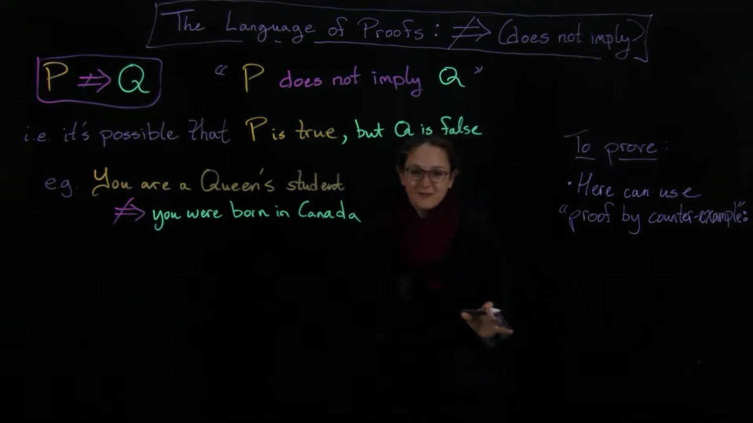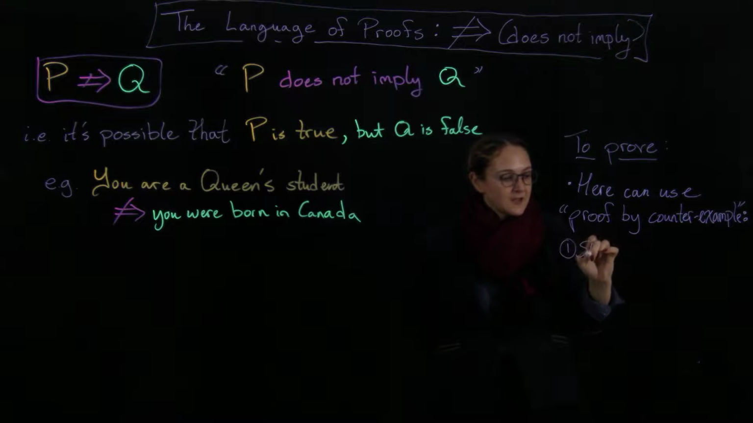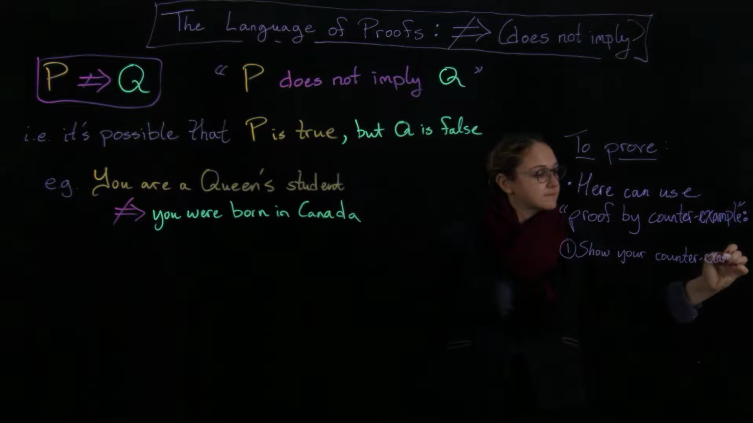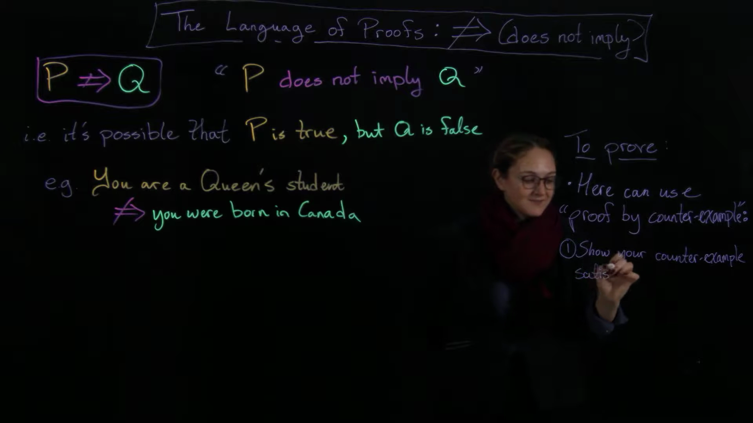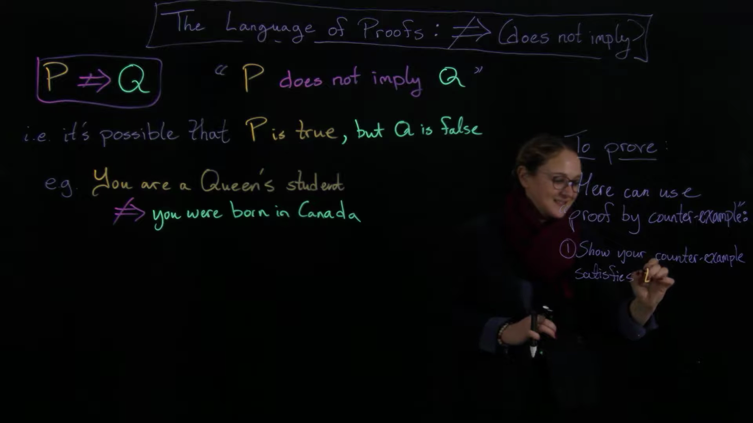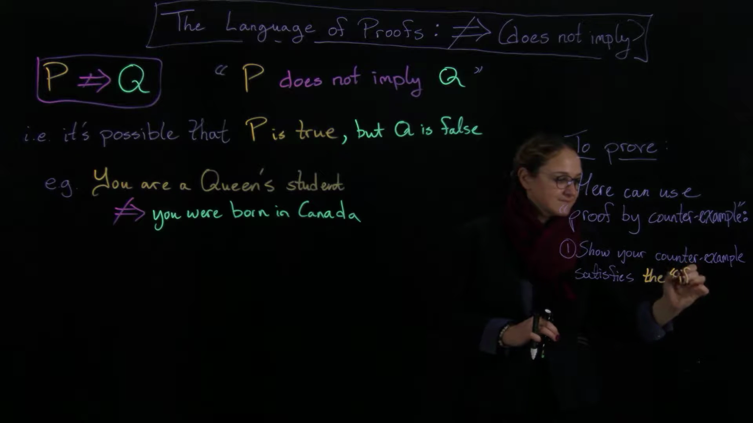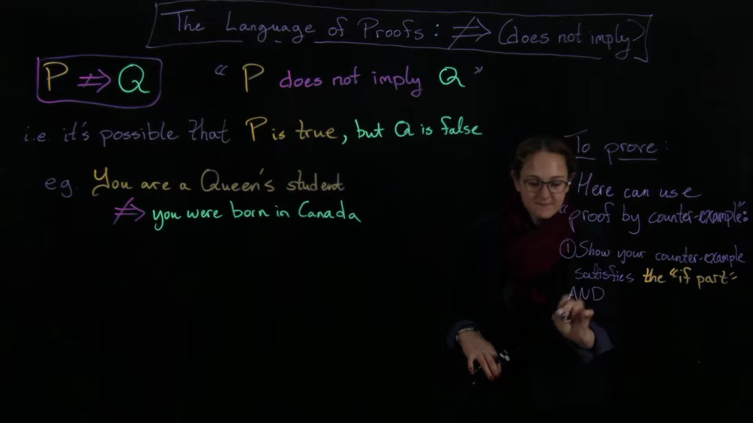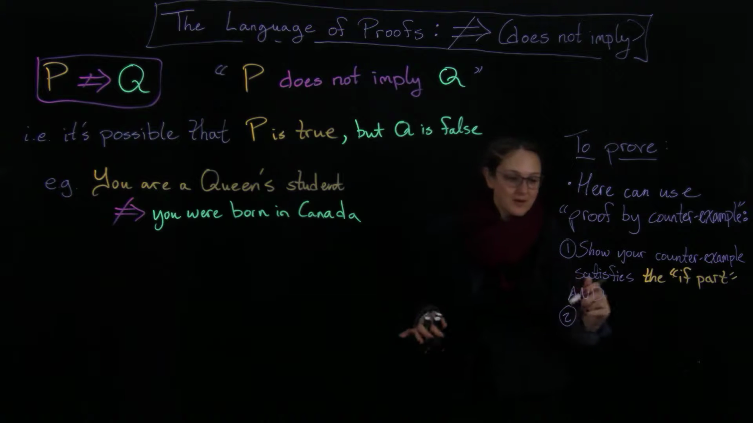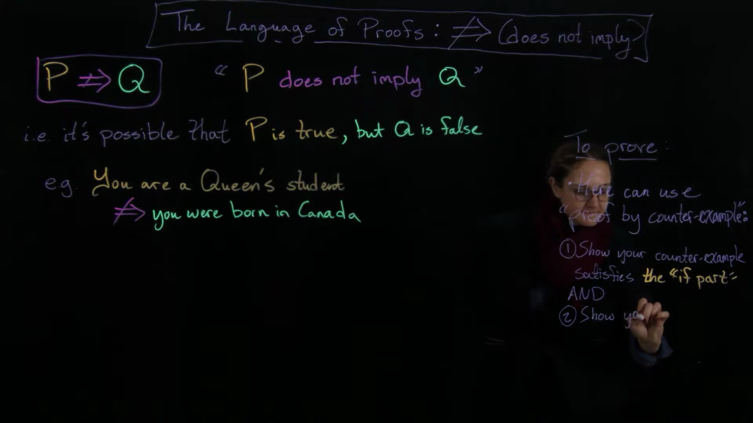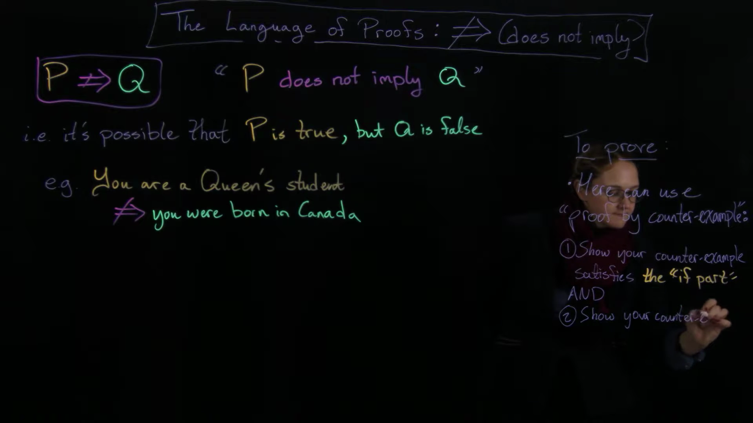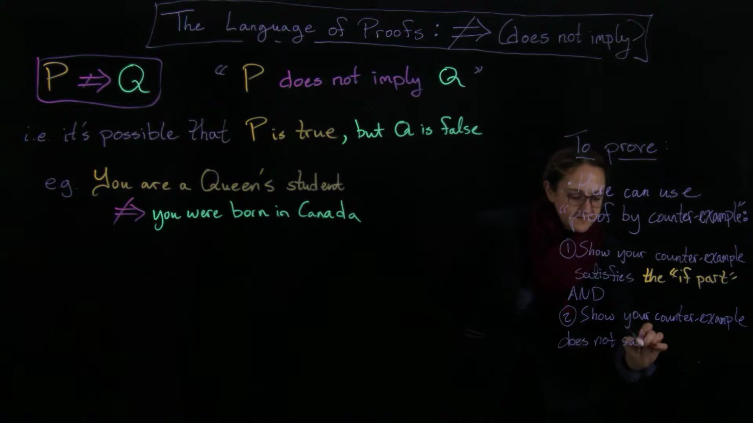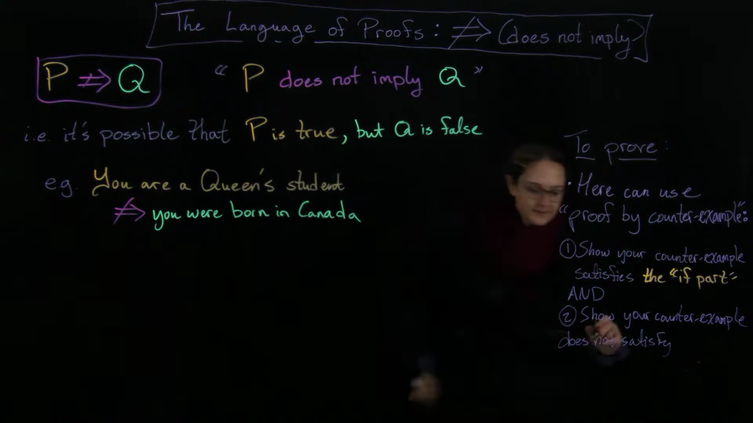Okay, something to be careful of in there is, show your counterexample satisfies the if part, right, the P part, but show your counterexample does not satisfy the then part, right, the then part, like the green part. Okay.